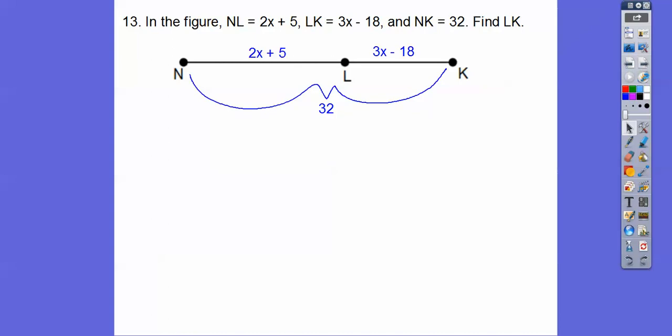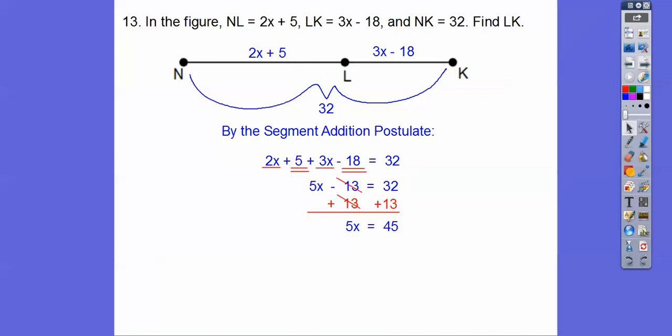And then by the segment addition postulate, we can now say that this side plus this side equals the whole piece right there, okay? And then we'll combine like terms and then solve for x, and we get x equals 9. And remember, it's not solving for x. My cursor is going too fast. So x equals 9 from all of this action right here.